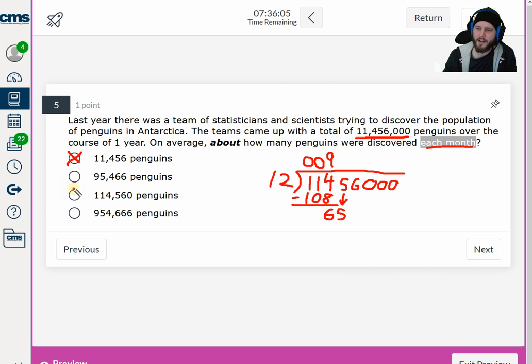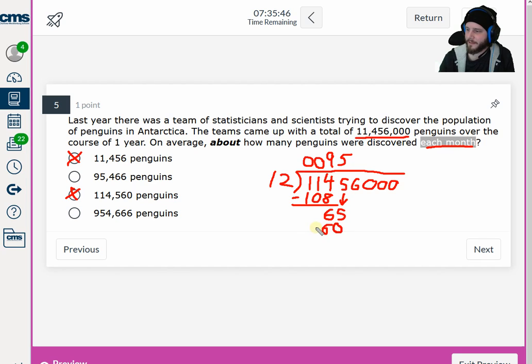And actually, we can already start crossing things out. We already know it's not going to be these two, because their first number was a 1. When we are solving it, our first number was a 9. So already we're off to a better start. 12 goes into 65. We know it has to be 5 times. 5 times 12 is 60 after all.